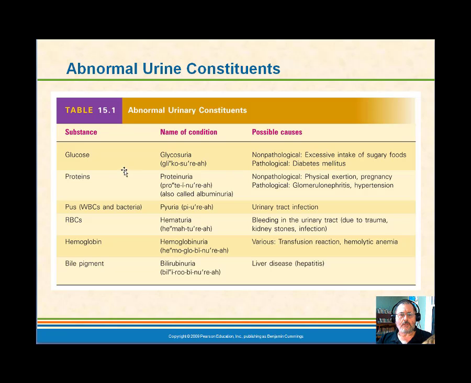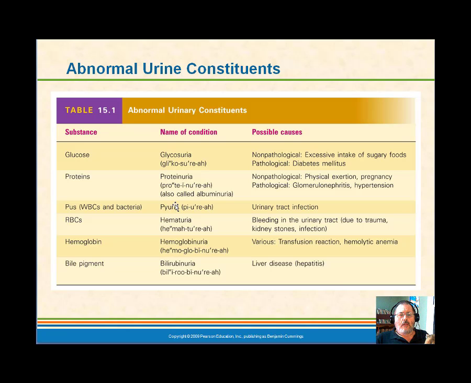Now, proteins, and this is called proteinuria. What we see there, non-pathological, you could have physical exertion. So someone who is doing a lot of physical exercise might end up with protein in their urine. We also see it in pregnancy. Now, pathologically, what you have could be glomerular nephritis or high blood pressure.